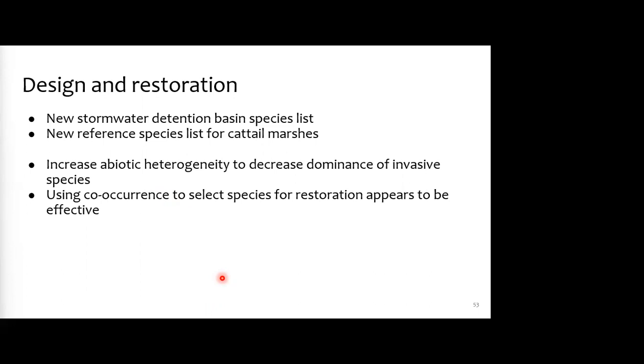And then for restoration, using co-occurrence to select species appears to be very effective. Even though I didn't find evidence of facilitation, survival was amazing. There, 100% for some species. So whether or not co-occurrence is indicating facilitation, it does indicate a good fit for this environment. So this might be a good method for restoration moving forward.